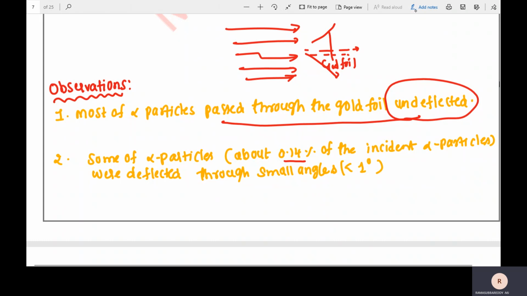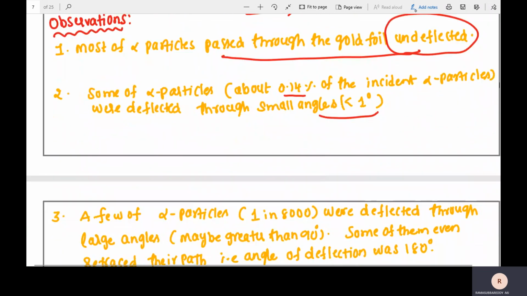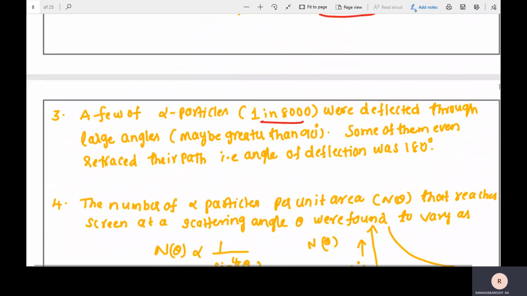Some of the alpha particles are deflected through a small angle as they go through the gold foil. Out of 100, only 4 to 5 are deflected with a small angle, less than 1 degree. Third point, a few alpha particles, 1 in 8,000, were deflected through a large angle, greater than 90 degrees. Some even retraced their path, that is, the angle of deflection was 180 degrees.